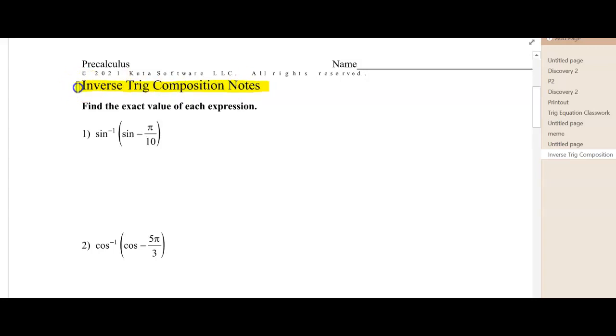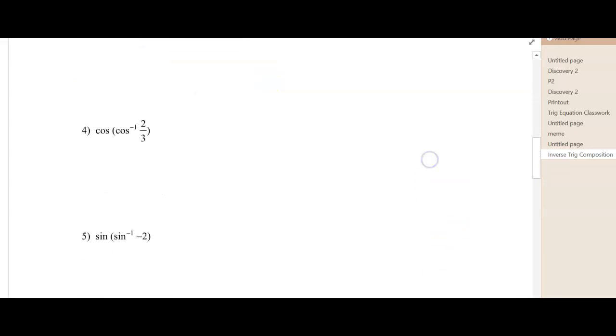Today's learning target is to compose inverse trig functions, and we're going to use this worksheet. This will be video examples of our class notes. I'm not going to go in order, so I'm going to go to problem number 6.